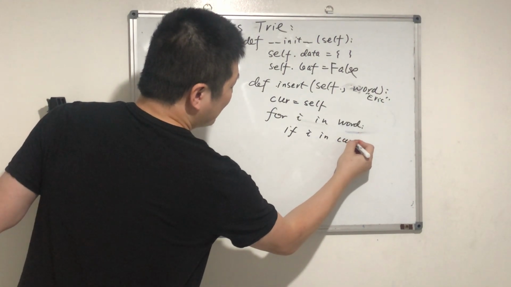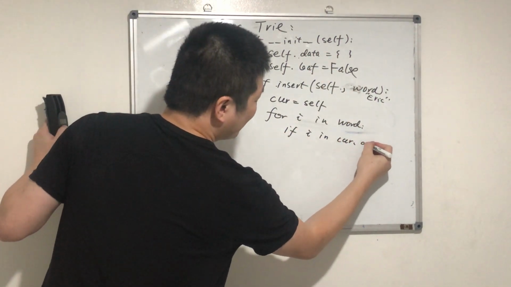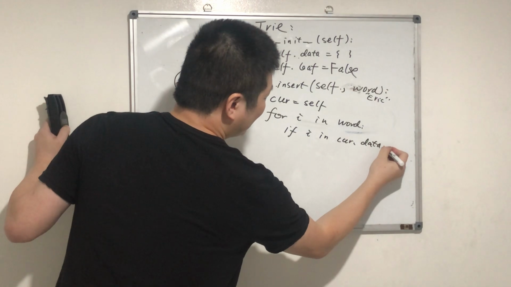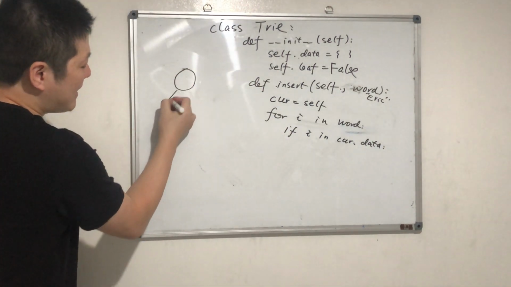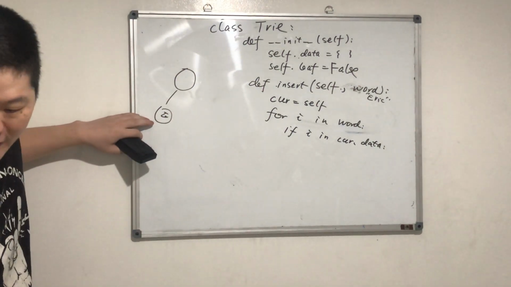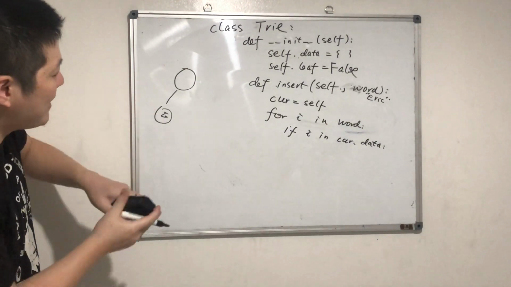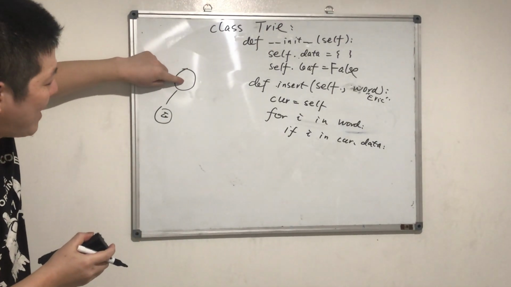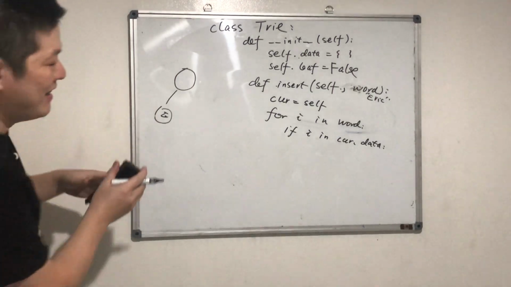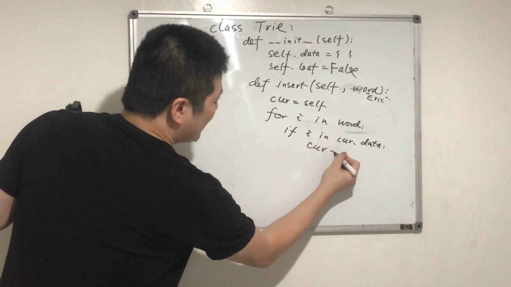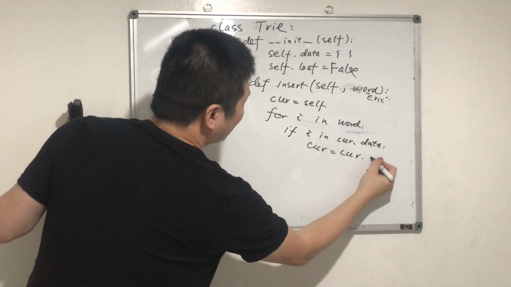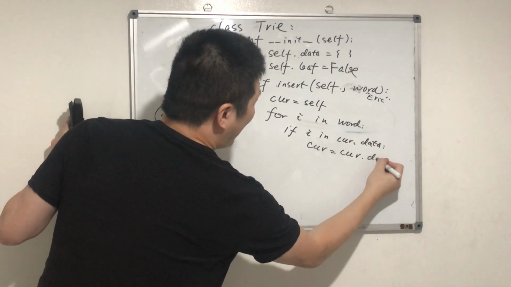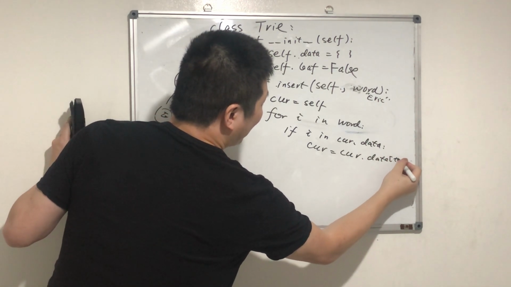Look, if i in current.data, then E is already here, okay? If E is already here, look, ERIC, then I need to move current to here, right? So that will be current equals current.data[i], right?